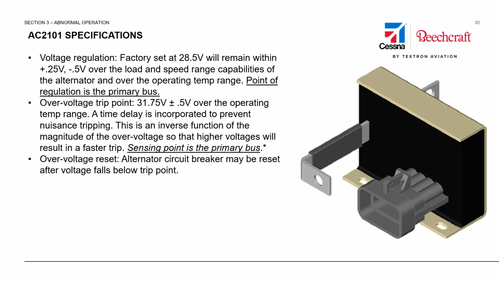We also look at the overvoltage trip point. It's set at 31.75 plus or minus a little over the range of the unit, and its sense point is the primary bus. So while both of these items say that we're looking at the primary bus, we're actually looking at two different physical locations.